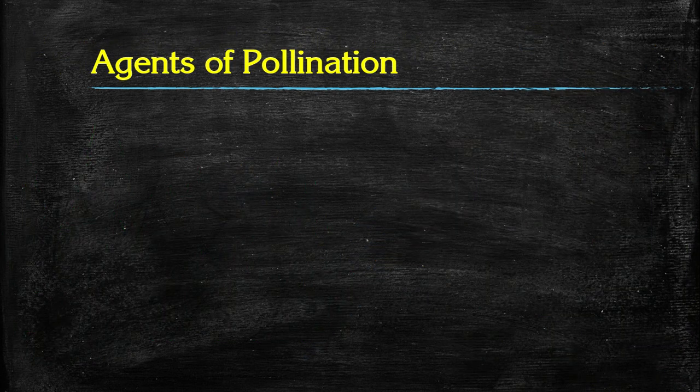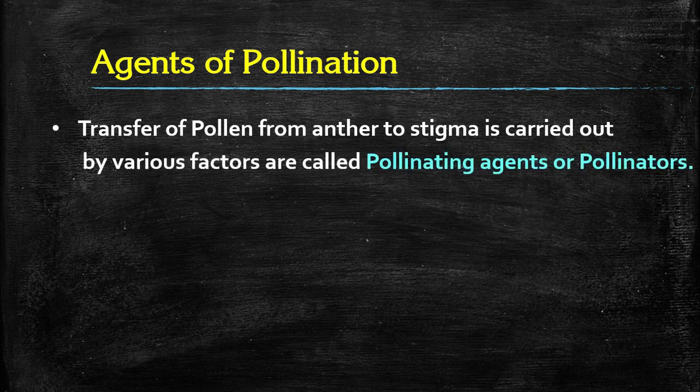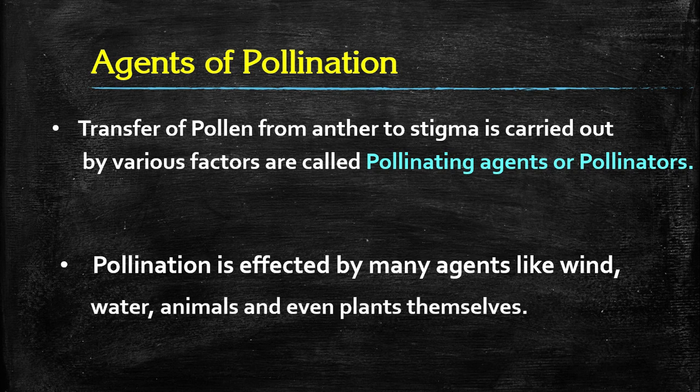The agents of pollination. The transfer of pollen from anther to stigma is carried out by various factors called pollinating agents or pollinators. Pollination is affected by many agents like wind, water, animals, and even plants themselves.